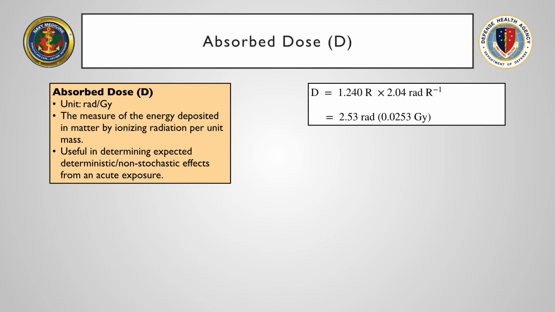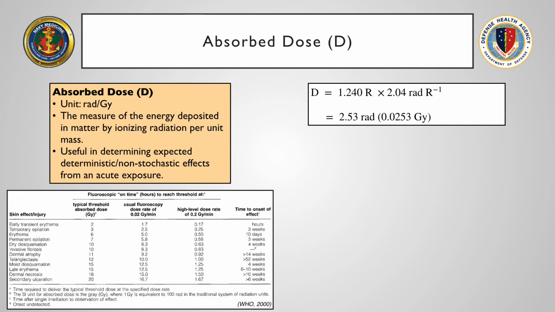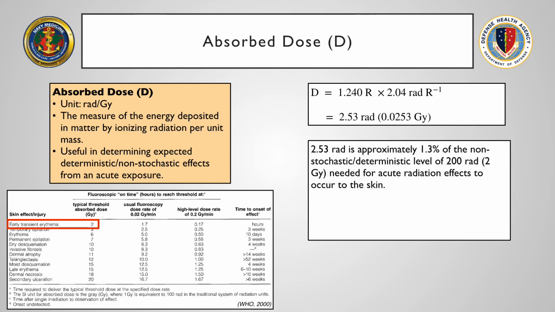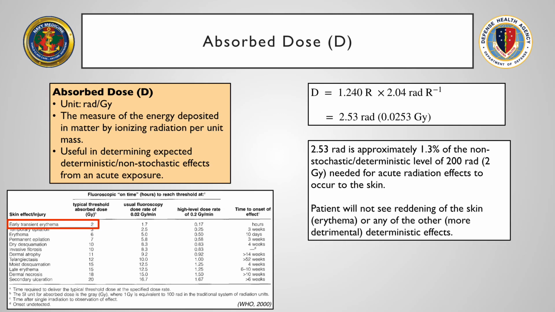So looking at the bottom left excerpt from a WHO article on the effects of acute exposure from high levels of fluoroscopy during interventional procedures, the typical threshold absorbed dose for early and transient erythema, which is the lowest effect on skin that you'll see, is 2 gray. So 2.53 rad is approximately 1.3% of that level, which is about 200 rad or 2 gray. So the patient will not see any reddening of the skin.